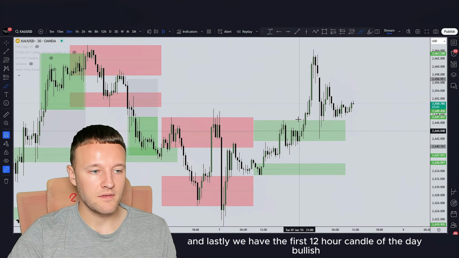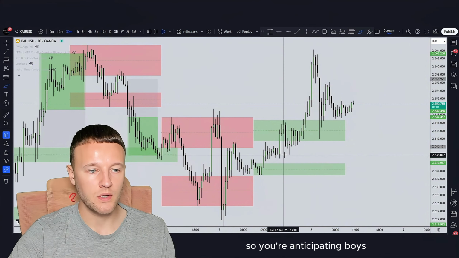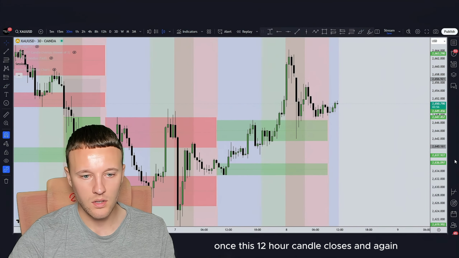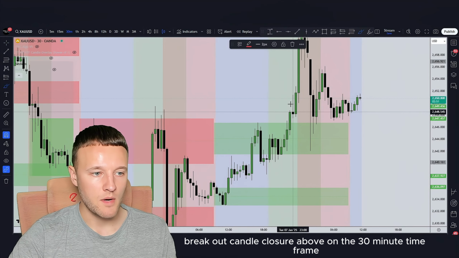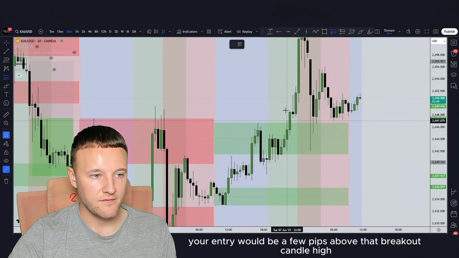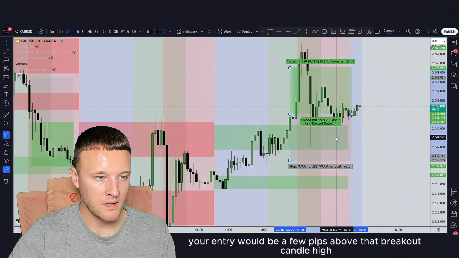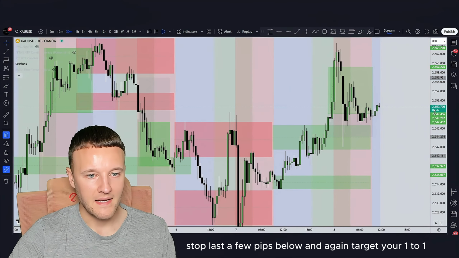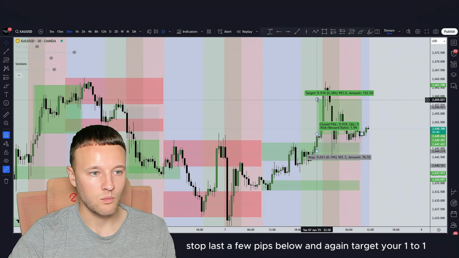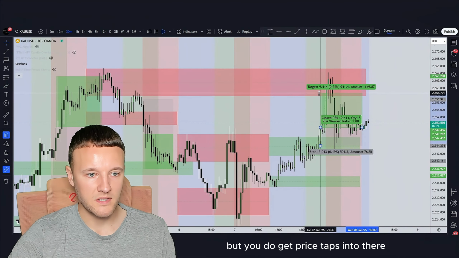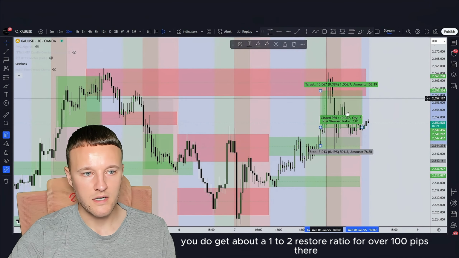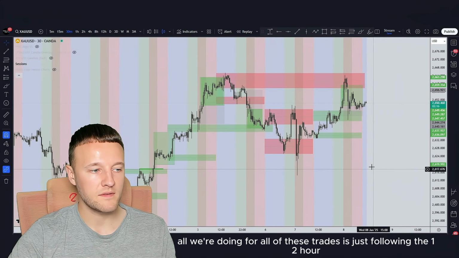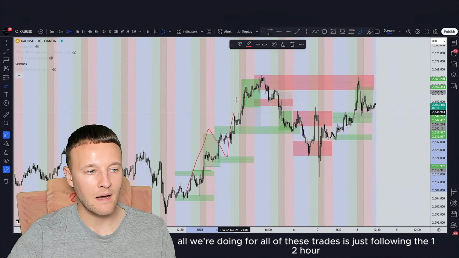And lastly, we have the first 12-hour candle of the day bullish, so you're anticipating buys once this 12-hour candle closes. And again, breakout candle, closure above on the 30-minute time frame. Your entry would be a few pips above that breakout candle high, stop loss a few pips below, and again target your 1-to-1, 1-to-1.5, or a 1-to-2, or a previous level of structure like this over here from the previous 12-hour high up there. Price rejects that and sells off from that level, but you do get, once price taps into there, about a 1-to-2 risk reward ratio for over 100 pips there. All we're doing for all of these trades is just following the 12-hour closure momentum.